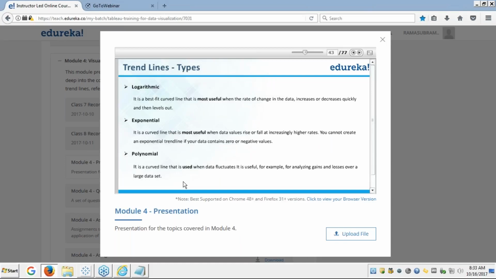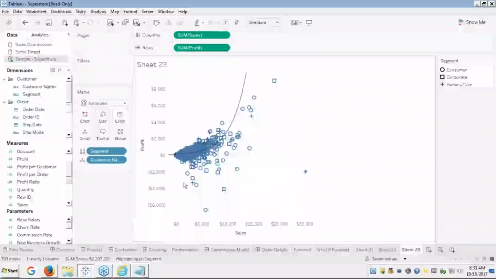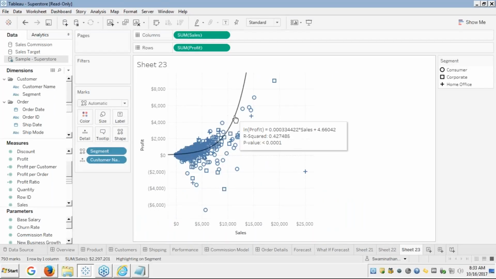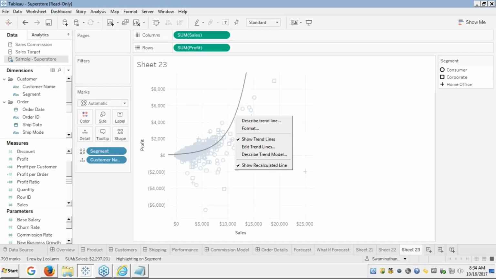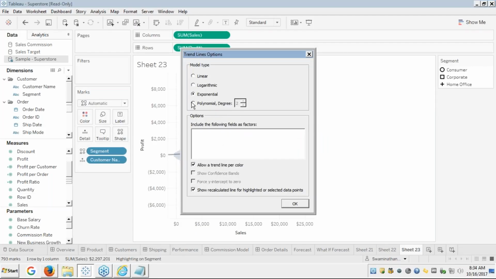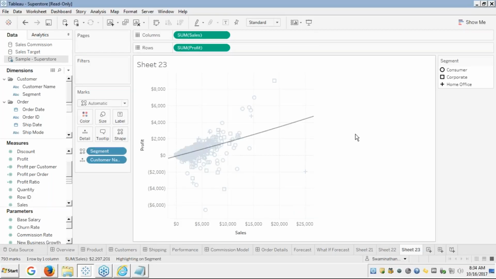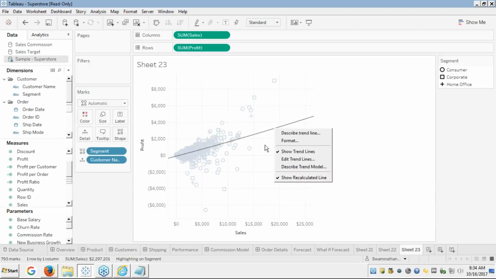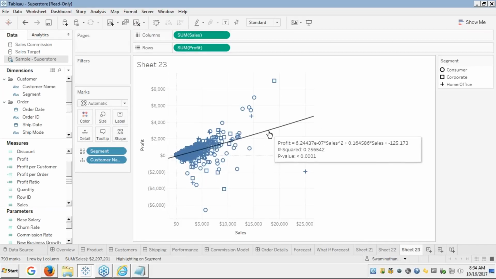Next, going on with the polynomial. This polynomial model is really helpful for a very large data set. When the data volume is really high and a very large data set is available, the polynomial can be used. You can right click here, edit the trend line and click on polynomial. There is also a degree here. It is very similar to a linear trend model and not giving you much difference, but in terms of the equation, you will be able to see the difference.